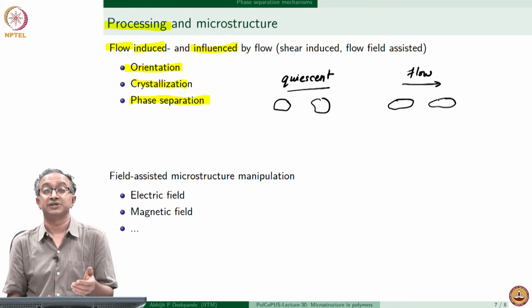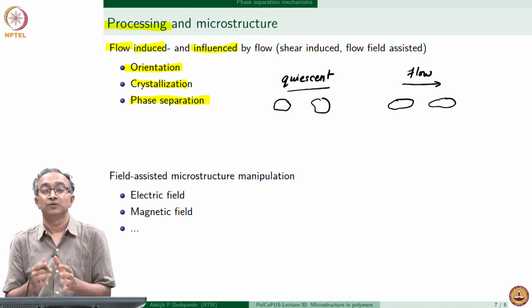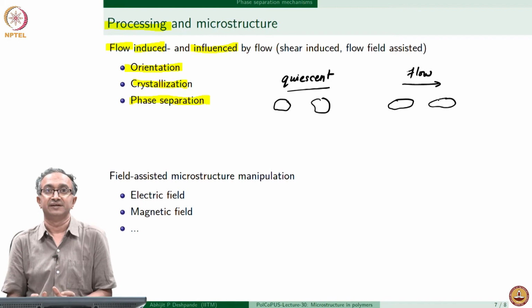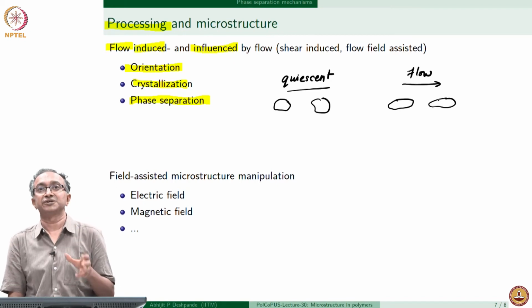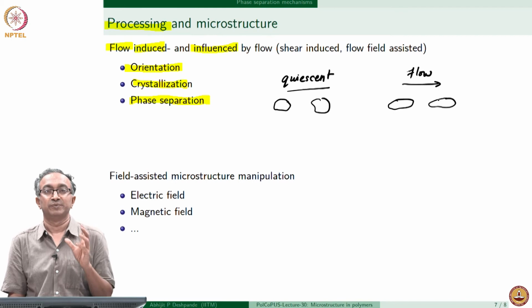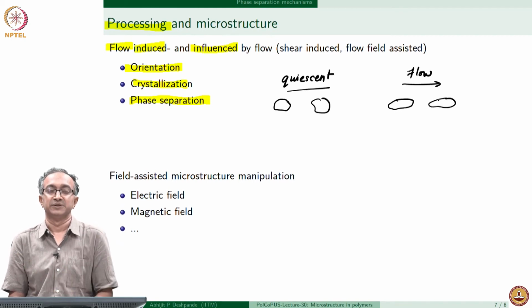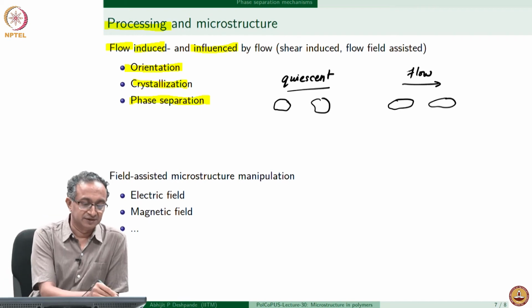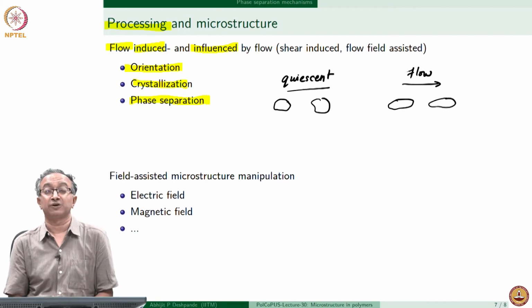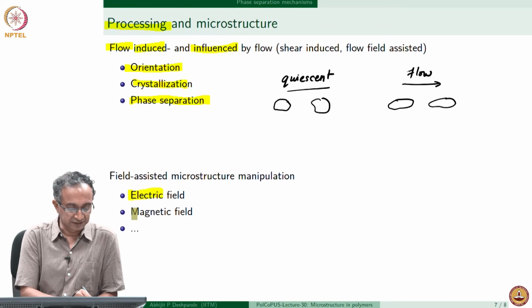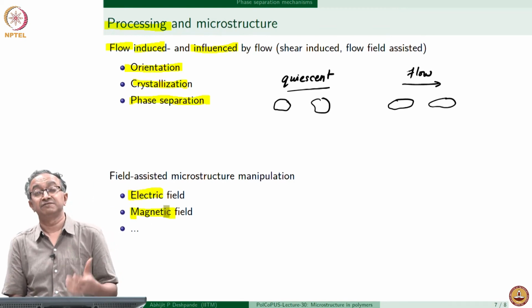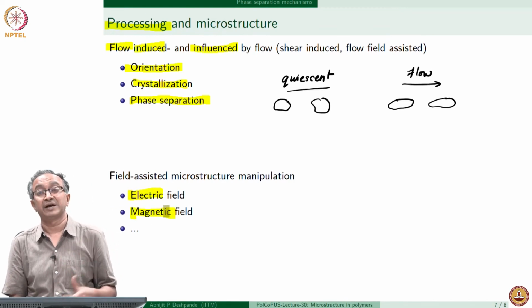The shear rates and the stresses involved will significantly influence the microstructure that we get in the end. And in fact, this is a very important tool available to us to manipulate the microstructure of polymeric systems so that we get the desired performance. The other interesting thing about many of these macromolecular structures is that, depending on the chains or the crystals or the domains, if they respond to other fields, then we can in fact achieve microstructure by applying electric or magnetic fields.